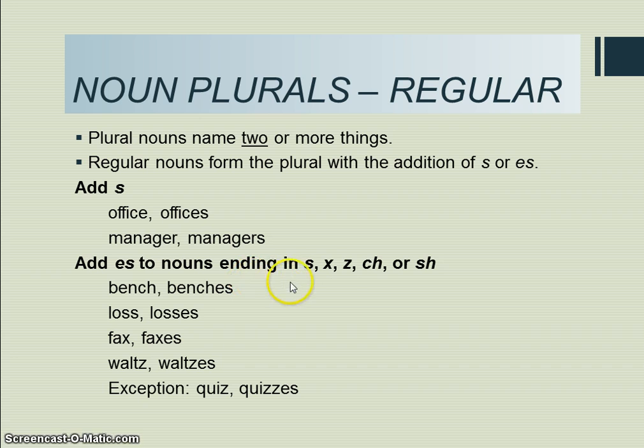When you want to pluralize nouns that end in S, A, X, Z, CH, or SH, you need to add an ES to the end. And some examples here. Notice that there's always an exception to the rule. Quiz, you have to add another Z and then the ES. I don't know why, but that's the way it is.